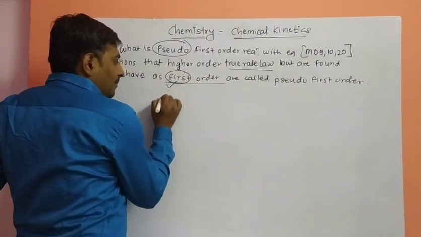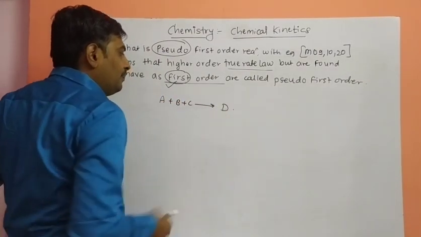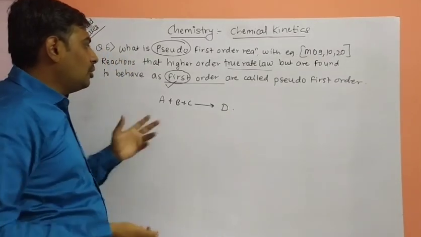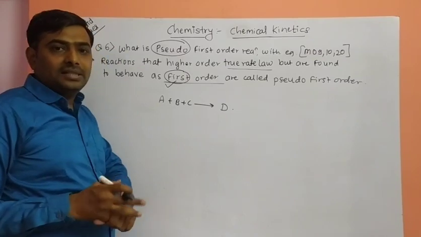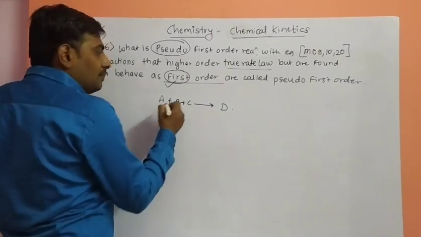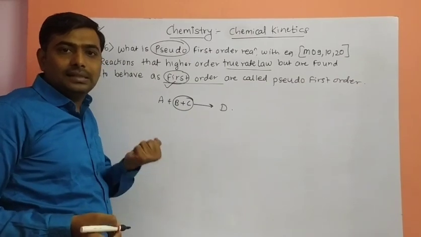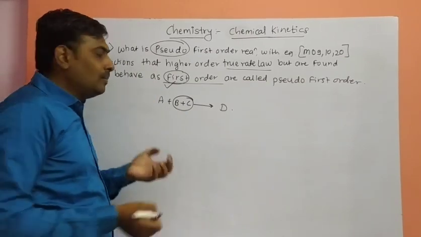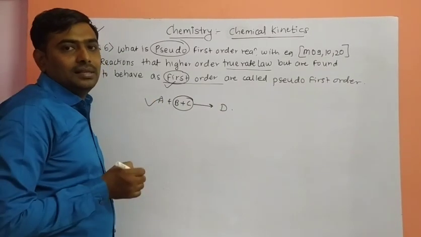Consider a reaction A plus B plus C is converted into D. Actually, what is the molecularity? 3 molecules take part in the reaction. So the rate of reaction depends on 3 concentrations. But if B and C concentrations are in excess amount, we are not considering them. So the rate of reaction depends on only one concentration. We do not consider the excess.